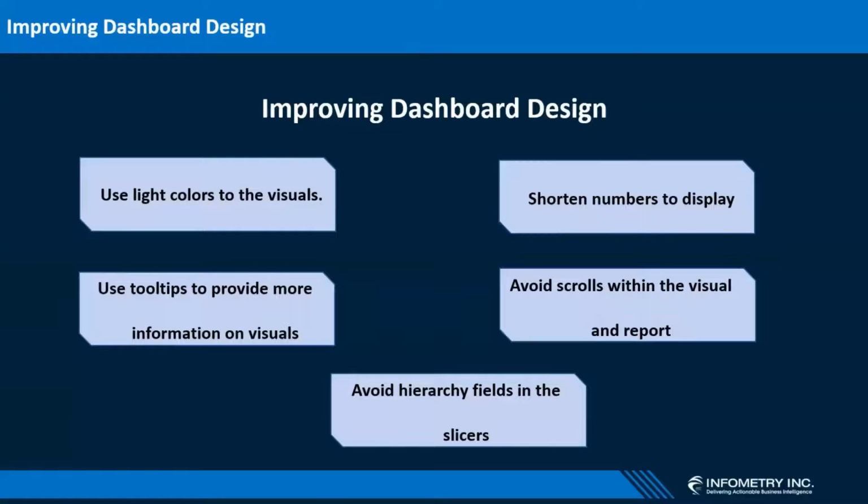And next point is avoid scrolls within the visual and report. Try to avoid scrolls in the report or visual. Scrolling will lead to a negative experience for the user. So try to avoid it. And next point is avoid hierarchy fields in the slicers. Try to avoid using hierarchy fields in the slicers. It will cause a lot of confusion for the end users.